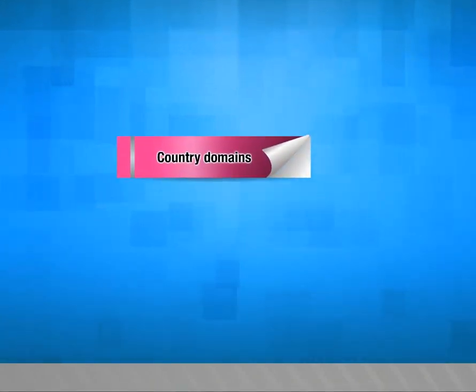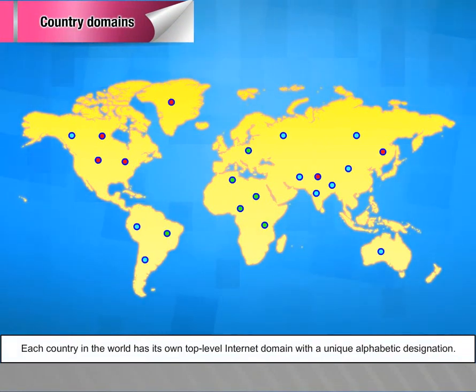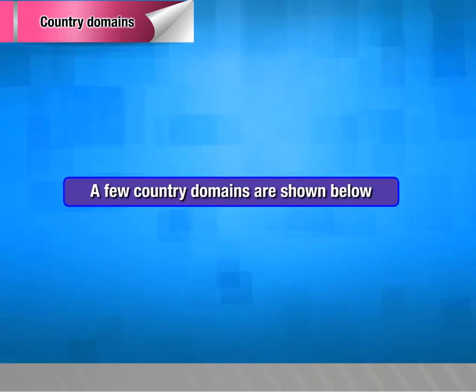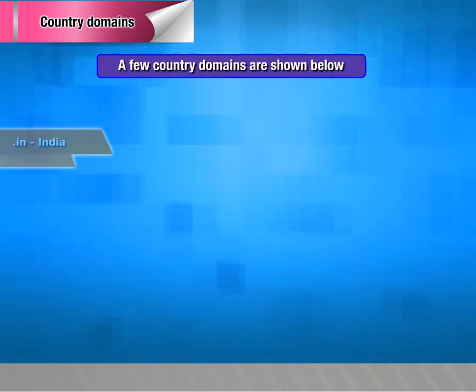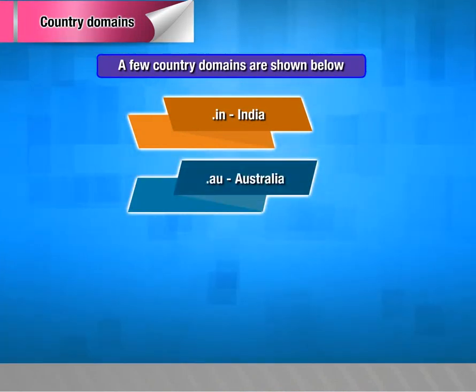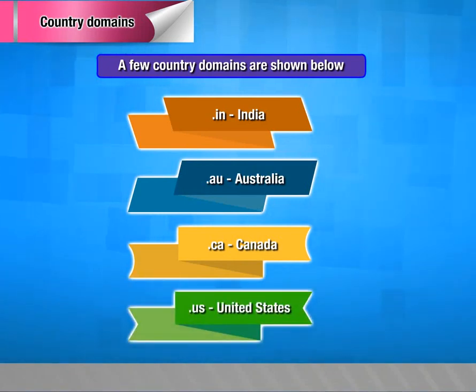Country domains. Each country in the world has its own top-level internet domain with a unique alphabetic designation. A few country domains are shown below: .in for India, .au for Australia, .ca for Canada, .us for United States.